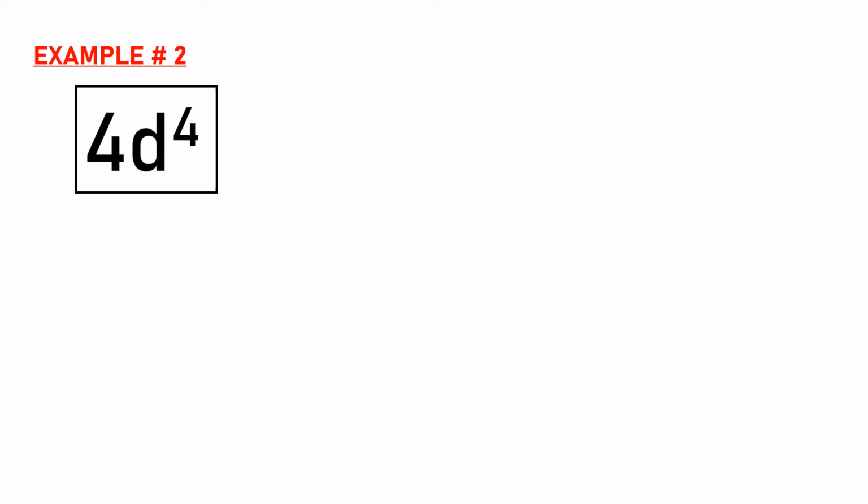Example number 2, still the same. We have here 4d4, so our n here is 4. So you have here the orbital 1, 2, 3, 4. Then, since you have here the d orbital, therefore your L is equivalent to 2. Remember that S is 0, P is 1, D is 2, and F is 3. So do not forget that.